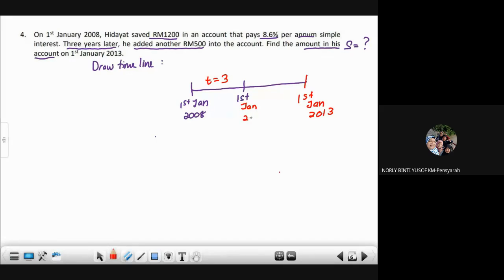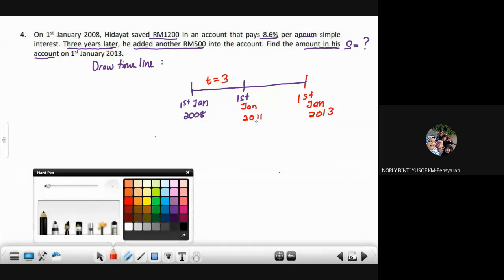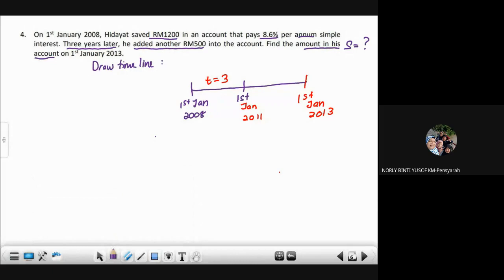Okay, 2011. Kalau tak nak tulis 1st January 2011 pun tak apa. You dah tahu dah tu after 3 years kan. Okay, and then put first the money. Save money is 1,200. Inilah save. And then you add 500.